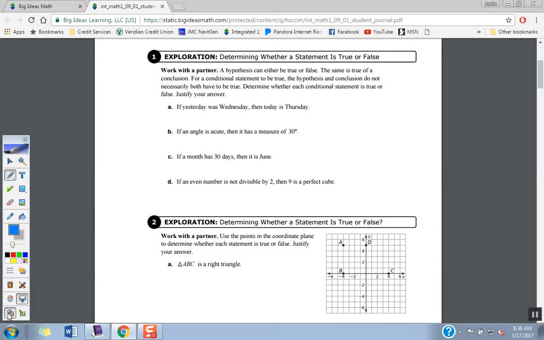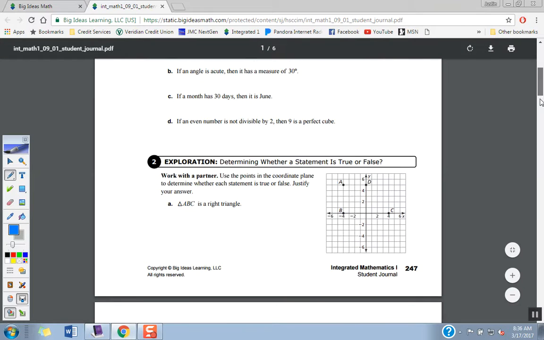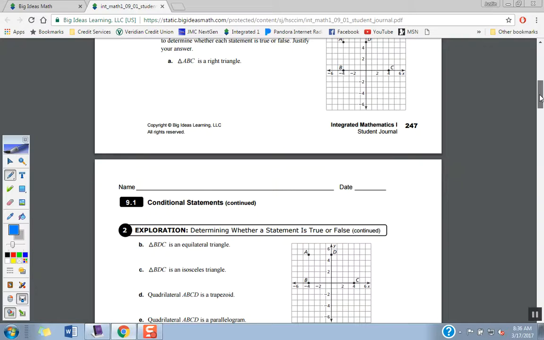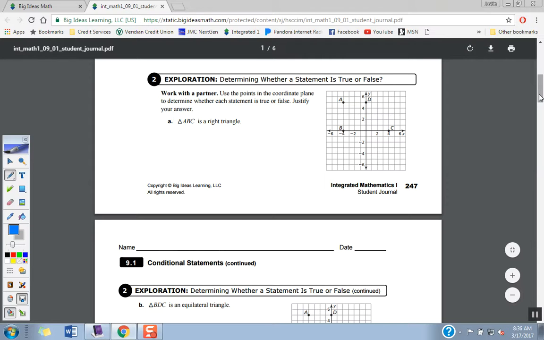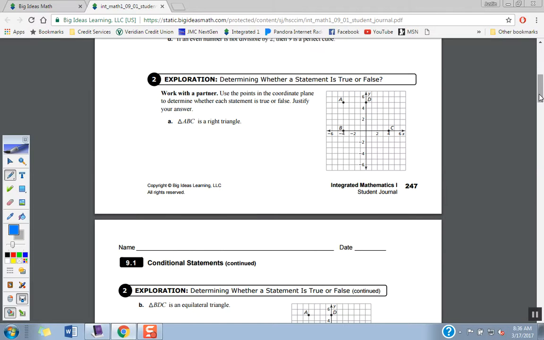Down here in exploration 2, determining whether a statement is true or false. And we'll look at some truth tables here in a little bit. Okay, we're working on the partner. It says use the points in the coordinate plane to determine whether each statement is true or false. Justify your answer. Okay? It says ABC would be a right triangle if you would connect those points.